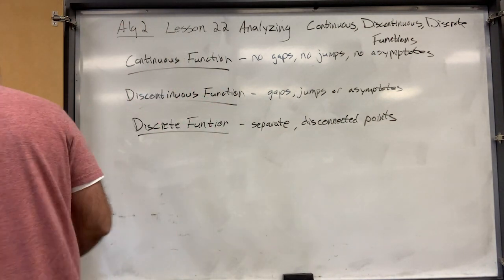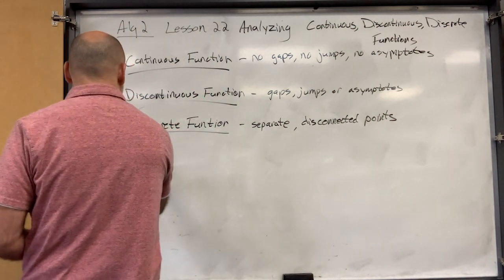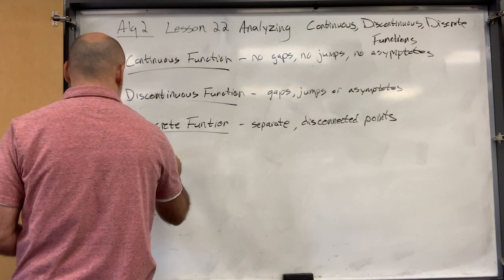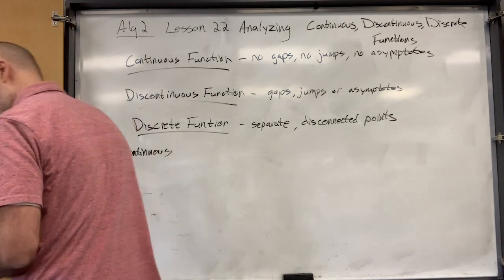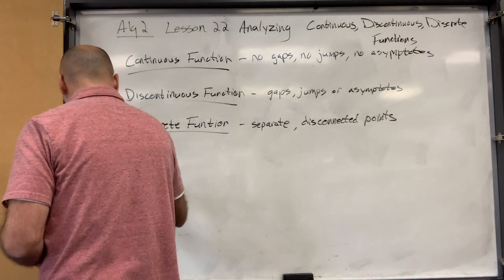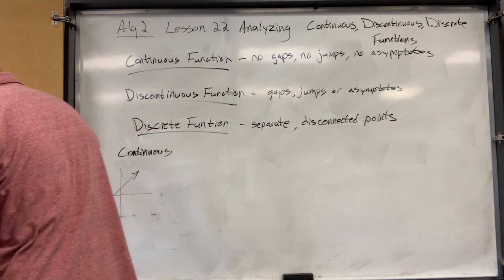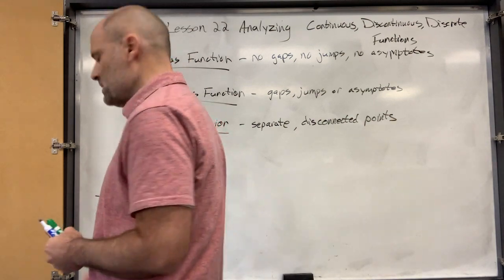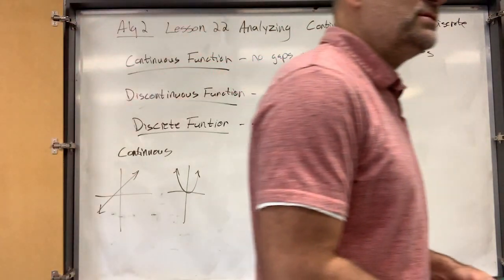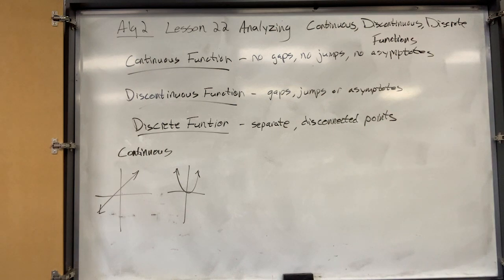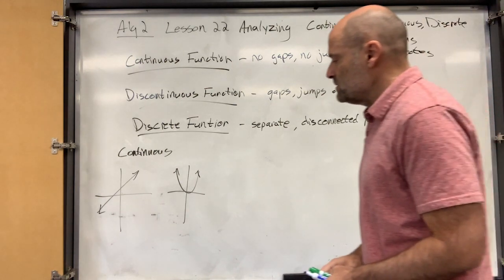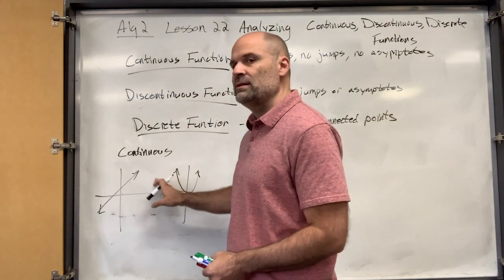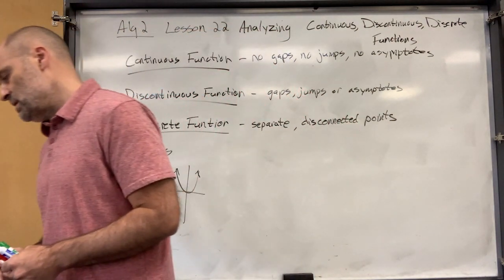All right, so here are some examples of continuous functions. Just a regular linear equation is a continuous function. A parabola that looks like that is a continuous function. See how there's no gaps in the line? There's no weird jumps. There's no dotted line looking thing. That's an asymptote. I'm going to show you that.